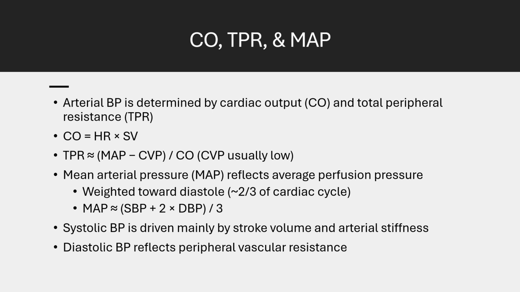Mean arterial pressure represents the average arterial pressure over the cardiac cycle and reflects organ perfusion. Because approximately 2/3 of the cardiac cycle is spent in diastole, mean arterial pressure can be estimated as mean arterial pressure equals systolic blood pressure plus 2 times the diastolic blood pressure over 3. Systolic blood pressure is influenced primarily by stroke volume and arterial stiffness, whereas diastolic blood pressure is largely determined by peripheral vascular resistance.